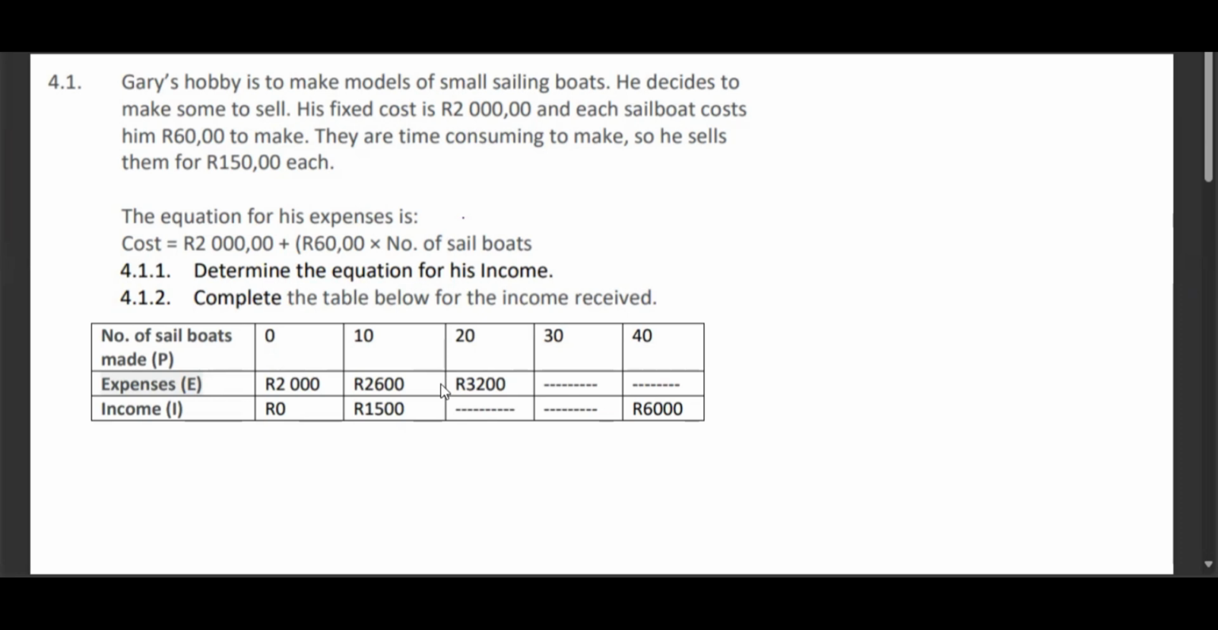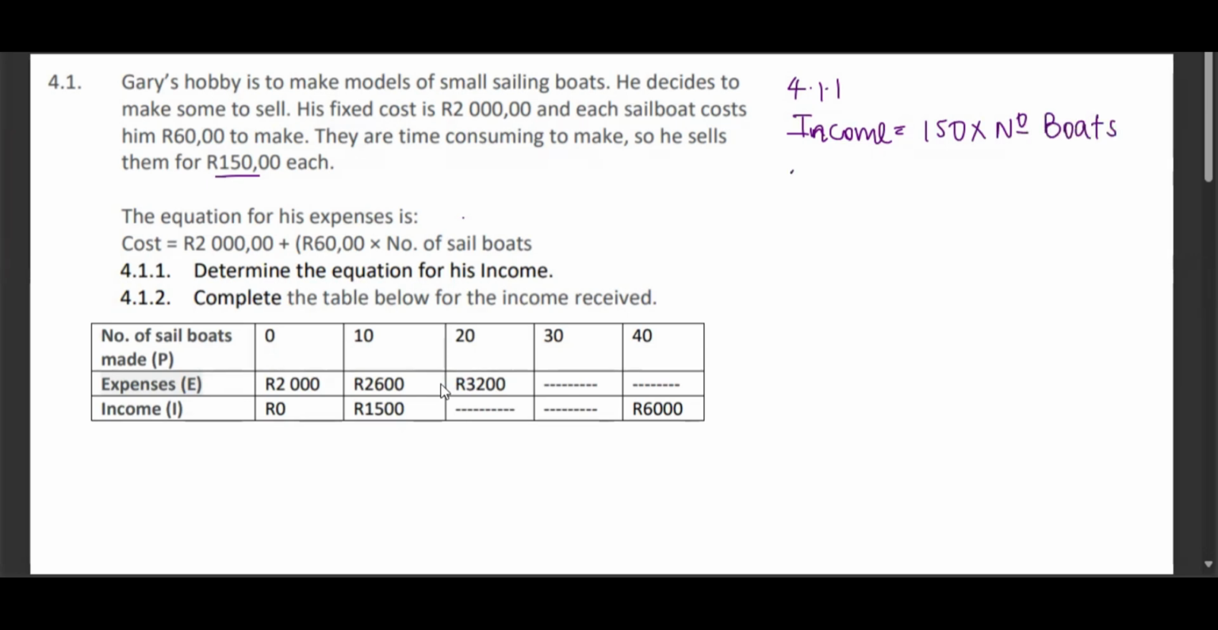All right, 4.1.1. They want us to write down the equation for income. Income will equal the selling price, 150, times the number of bots.